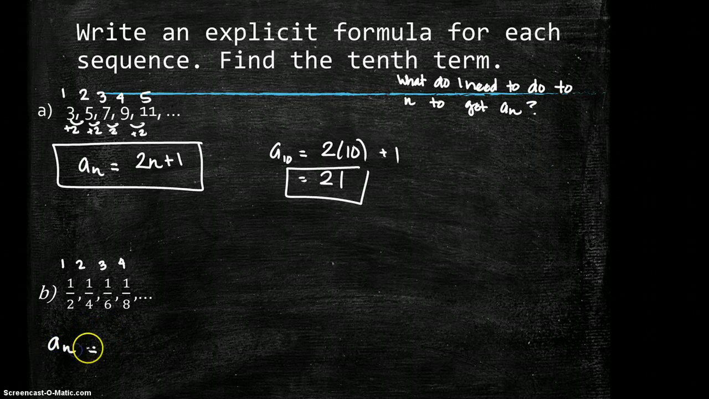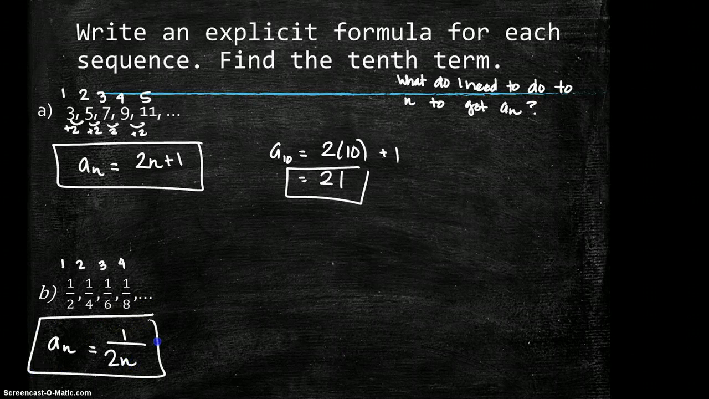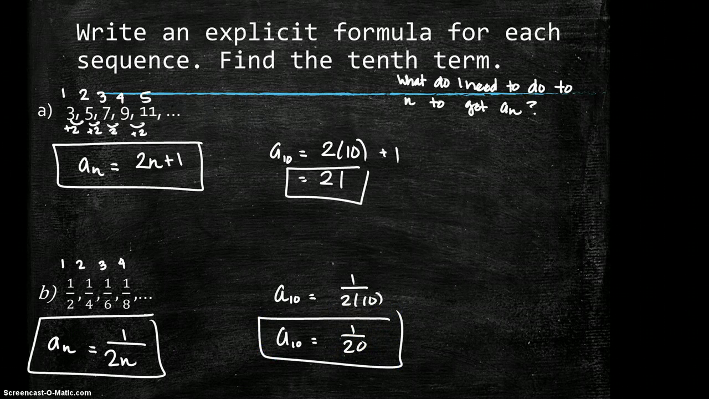A sub n is equal to, all the numerators are 1, so I know it's 1 over something, because that's not changing at all. And then I looked for a connection between 1 and 2, 2 and 4, 3 and 6, 4 and 8, and it's just multiplying by 2. So that's my explicit formula. And then for the 10th term, a sub 10 is 1 over 2 times 10, which is 1 over 20. Two answers.